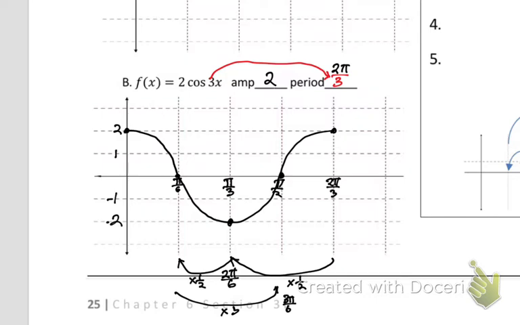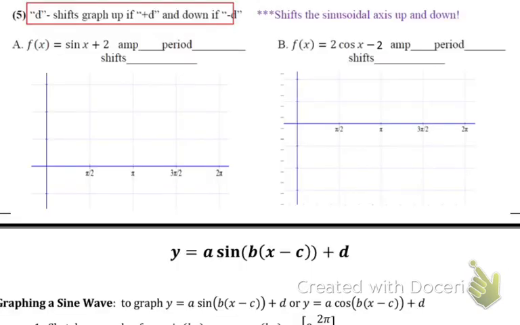All right. So now we did amplitude, we did left and right, we did the period. Now we have to do up and down. That is that last letter. Let's do it. The nice thing about up or down is it goes the direction you think it's going to. If it's positive 2, it goes up 2. If it's negative 2, it goes down 2.